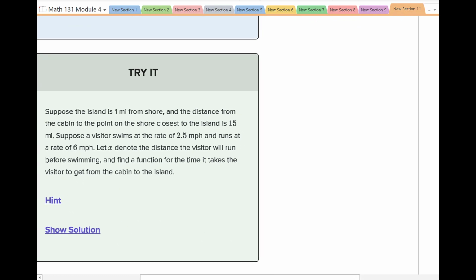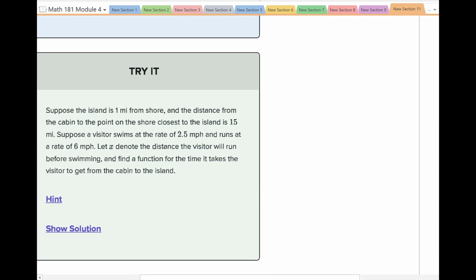Next, this is a similar problem. Suppose the island is 1 mile from shore. The idea behind this is a problem students would work out. 1 mile. I'll show you how to work it out. Still have the cabin here. This time it's 15 miles down the shore. So the person's going to go down so far and then swim.